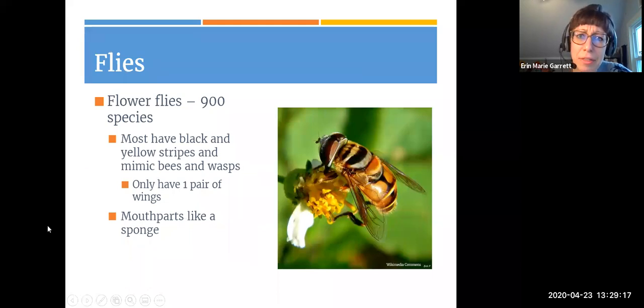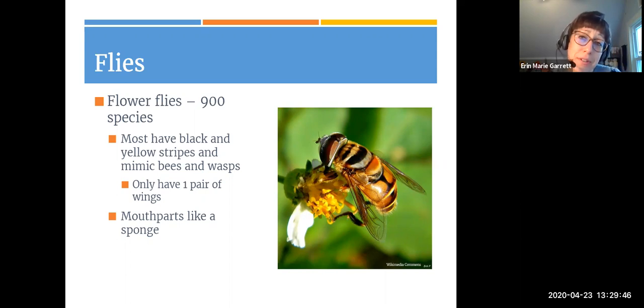Okay, so we've gone through some of the more common pollinators, but let's look at the flies. I didn't even look up the number of fly species because I know it's huge. But when it comes to flies that will specifically visit a flower, there are about 900 species in the United States. Many of them have black and yellow stripes and are bee or wasp mimics. One way you can tell is that they only have one pair of wings.